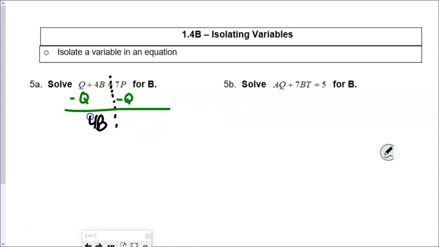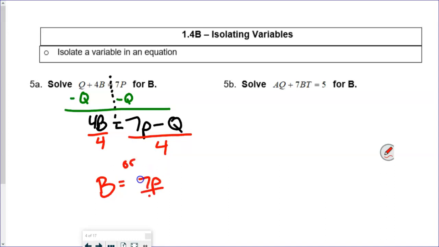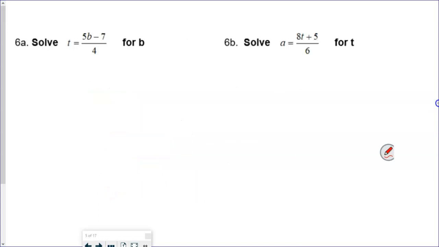Alright, so 4B equals 7P minus Q. There is no way to simplify that, so I'm just going to write down 7P minus Q, and then we're going to divide both sides by 4. I don't mind if you do a really big divide by 4 like this. If you separated them into little fractions, so some people write 7P over 4 minus Q over 4, I like either one of those. They're both great. So I'm going to move on to 6A.